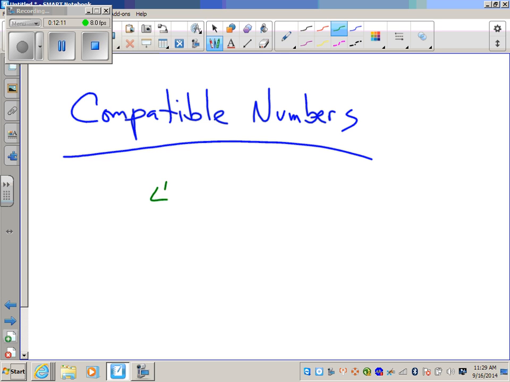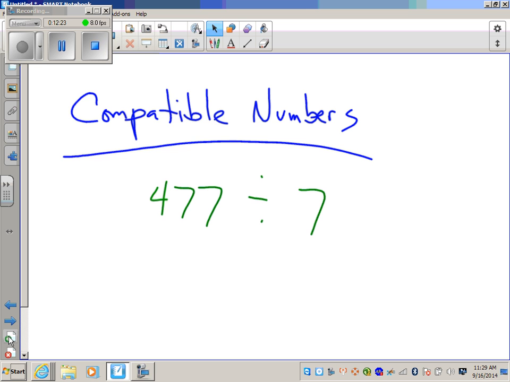So let's say 477 divided by 7. Take a look at these and say, wow, we're going to be able to use compatible numbers and get an estimate for this fairly easily. When we use division, we use compatible numbers to help us estimate. The first number I'm going to look at is the number I'm dividing by. And in this case, I'm dividing by a 7.